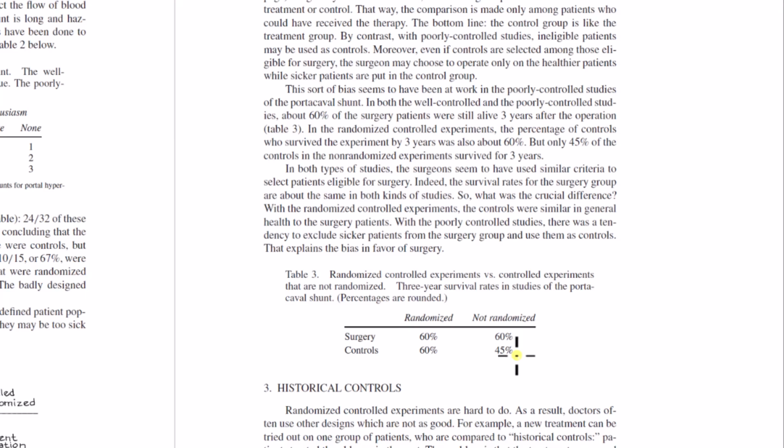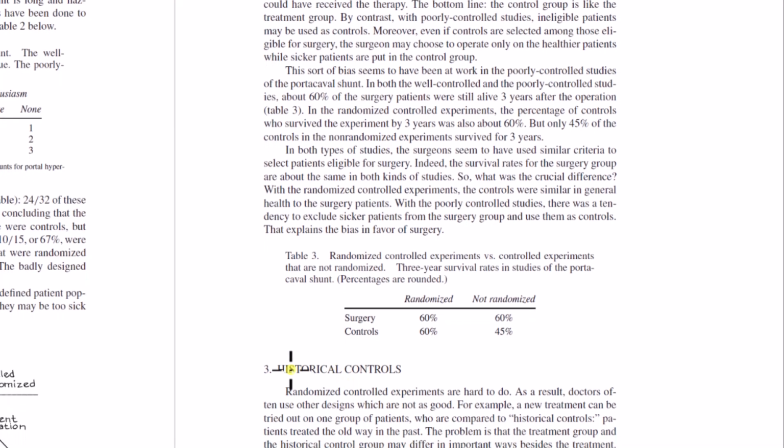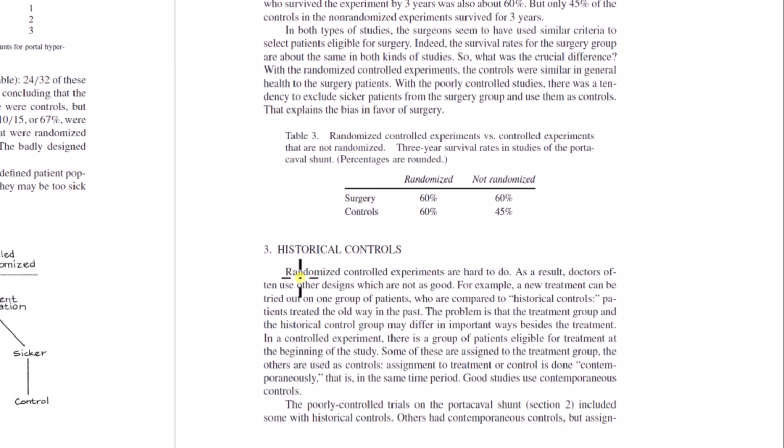That, or there were other biasing factors not associated with strictly the surgery that caused this rate to be lower. It had nothing to do with the surgery. That's what they're saying here. Okay, historical controls, section 3.